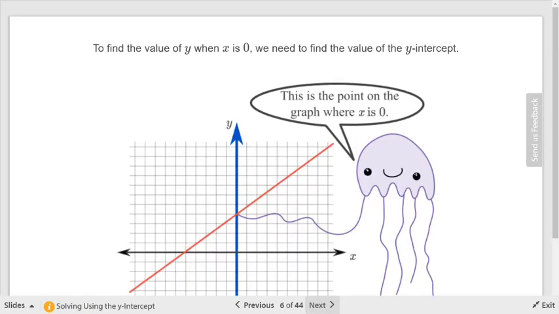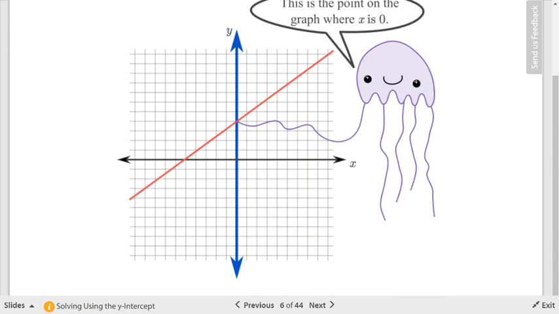Okay? So the point on the graph where x is 0 is always that point where it's crossing the y-axis. Where would the point where y equals 0 be? That's where the line is crossing the what? The x-axis. So in this case, that would be right there. Right? So just pay attention to which one needs to be 0, and it's really easy to find. Okay?